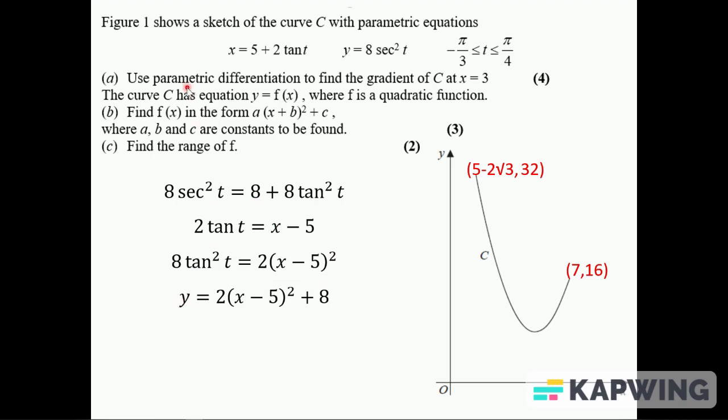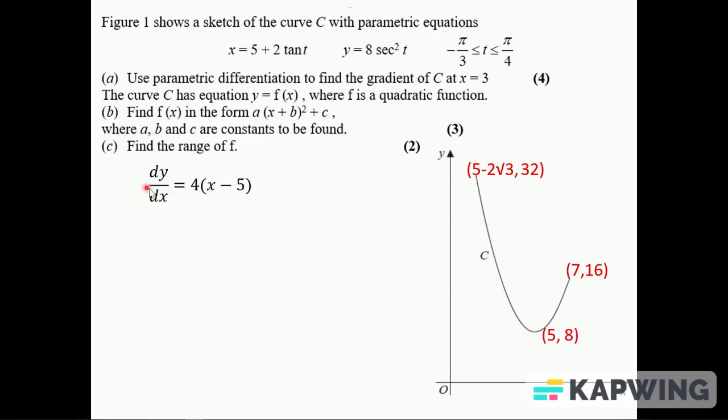Now, even when you do part A, if you'd done this in part A and got the Cartesian form and then differentiated, you wouldn't have got any marks in part A, which is a bit of a shame, but it specifically says use parametric differentiation in part A. So you can't get this Cartesian form and then do dy by dx from this. This minimum point then, which I'm going to need in a moment, is when x is 5 and y is 8.